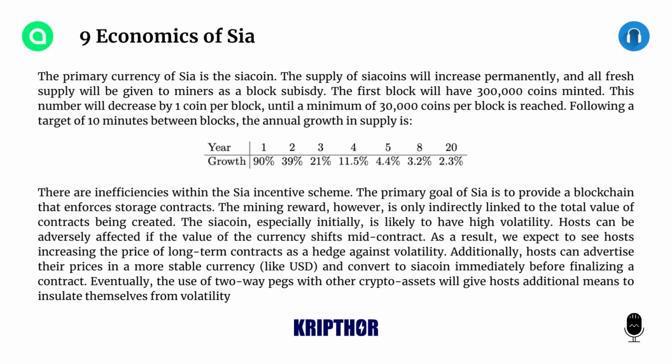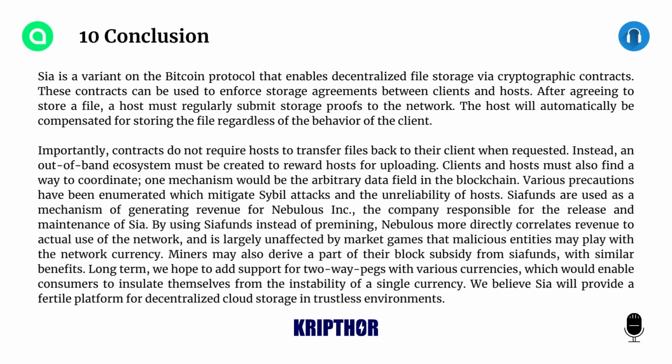Additionally, hosts can advertise their prices in a more stable currency, like USD, and convert to Siacoin immediately before finalizing a contract. Eventually, the use of two-way pegs with other crypto assets will give hosts additional means to insulate themselves from volatility. 10. Conclusion. Sia is a variant on the Bitcoin protocol that enables decentralized file storage via cryptographic contracts.